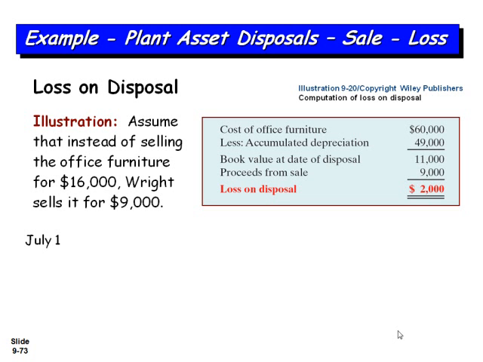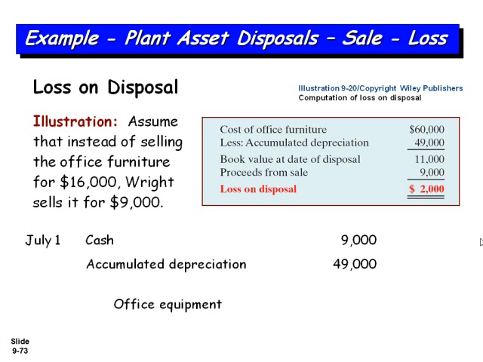Let's take a loss. Assume the same fact pattern, but instead of selling the furniture for $16,000, we're selling it for $9,000. Now you can do the math and you can figure out we lost money on this. Book value $11,000, but we only sold it for $9,000, so we lost $2,000. So the journal entry is almost identical. You've got your credit to office equipment, your debit to accumulated depreciation, clearing those two accounts out. Again, office equipment at full value, not at book value.